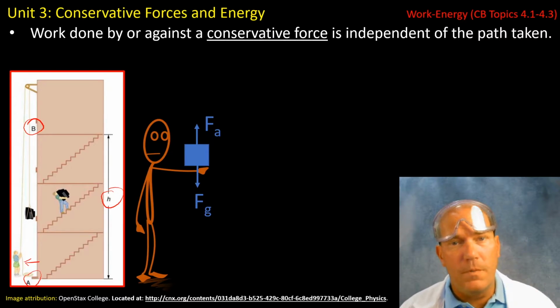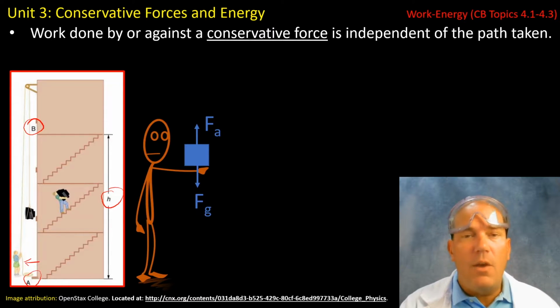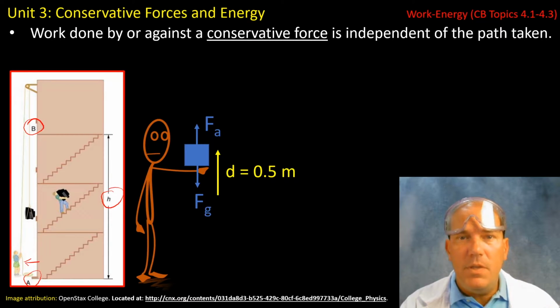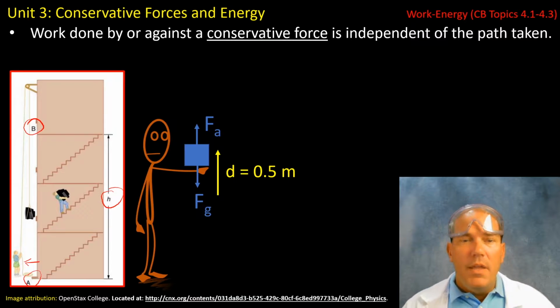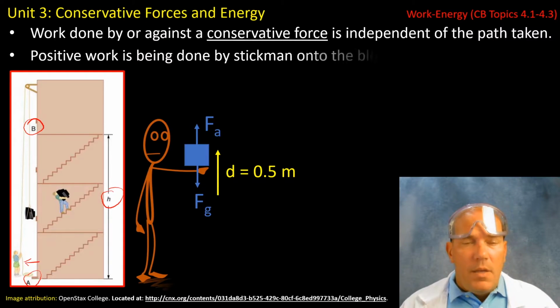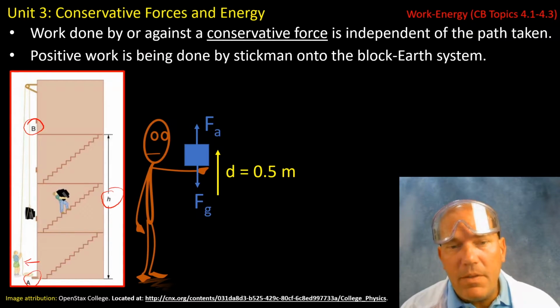Now look at the free body diagram here. Stickman applies an upward force. The earth applies a downward force onto the block. However, the block moves upward 0.5 meters. That means that this is positive work that's being done. That means that the block earth system is gaining gravitational potential energy.